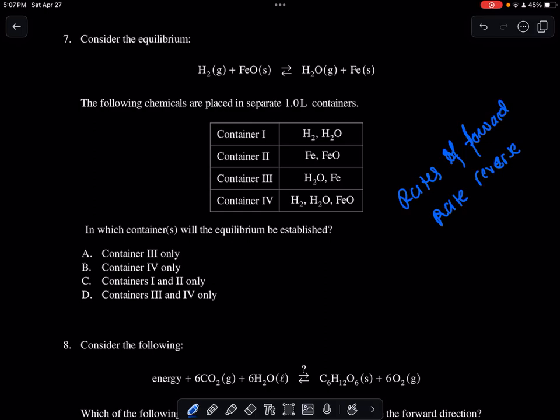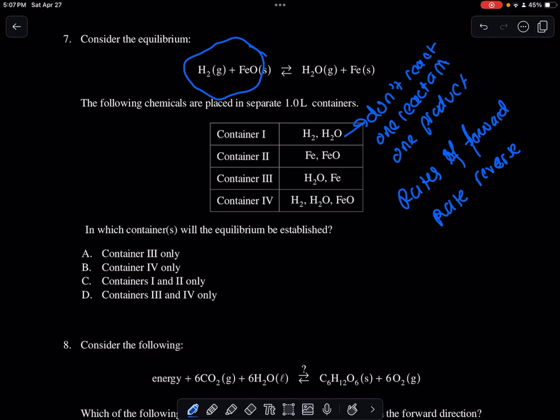So, let's have a look at container 1. H2 and H2O. Now, these don't react with each other. And the reason that they don't is that we have one reactant and we have one product. What we need for equilibrium is for one of the reactions to occur successfully. So we either need this and this, or we need this and this. One of these two sets. So this can't happen.